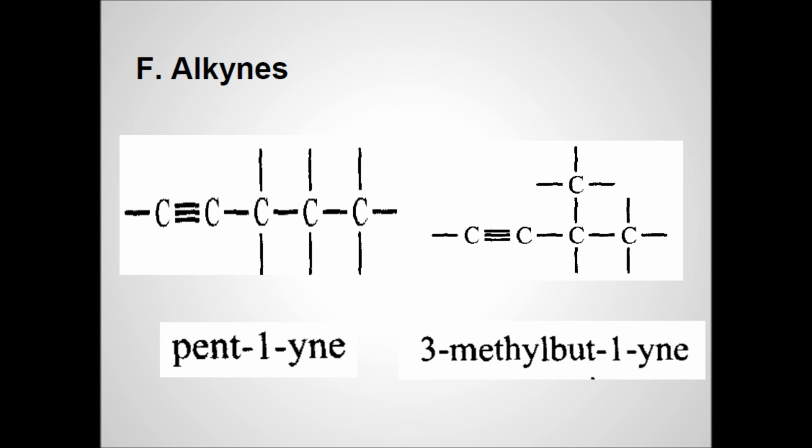Now try to name these. Check the parent chain, then check the branch chain, and check the number of bonds. There is a triple bond between the 1st and 2nd carbons, so it is going to be pentyne. With the next one, it goes with the same steps. Check the parent chain, check the branch chain, check the number of bonds. It's going to be 3-methylbutyne.